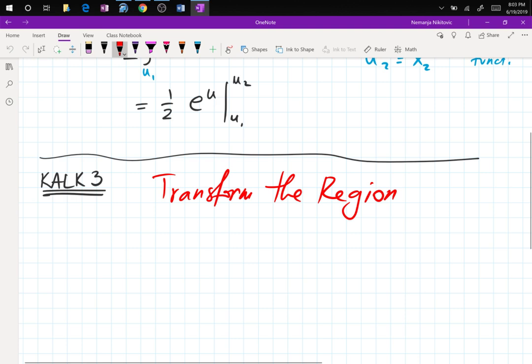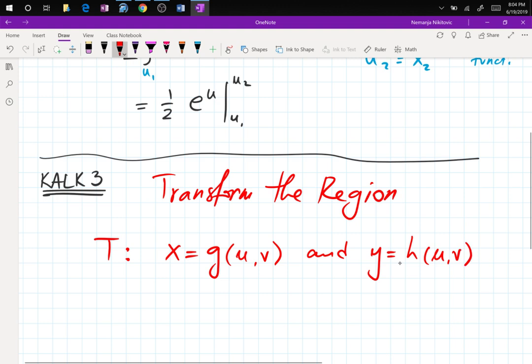Your problem is given in x and y. You are transforming the region into uv. So we need to have a transformation. Your transformation will be given like this: x equals g of u, v and y equals h of u, v. So we are going to change our variables from one domain into another domain.